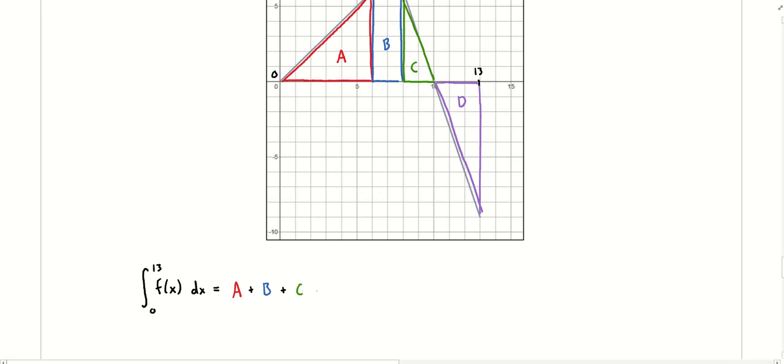And then I'm actually going to subtract the area for D because D, that region, is all below the x-axis, which means in terms of signed area or net area, it's going to be negative. So for my area calculation, aka my definite integral calculation from 0 to 13, this is the way I'm going to think of it.